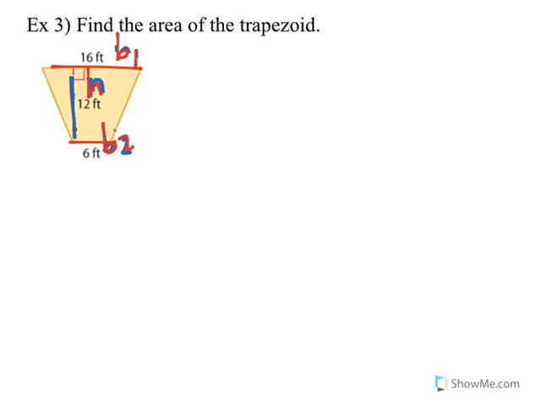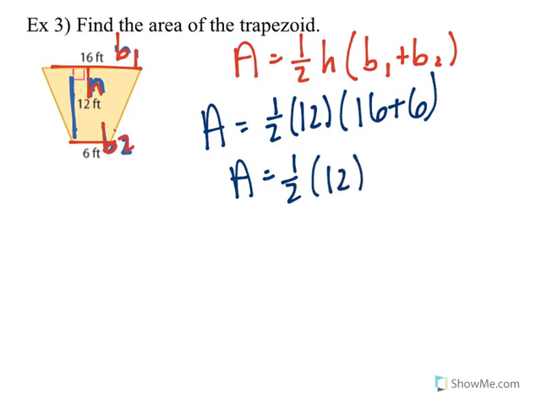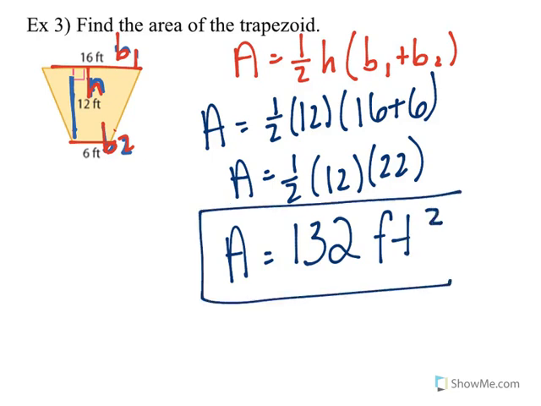So what is our formula? Area equals 1/2 times h times base 1 plus base 2. Make sure you put them in parentheses. So what am I going to do? Well, I'm going to plug in my pieces. My area is equal to 1/2, my height is 12, and then base 1 plus base 2 would be 16 plus 6. Make sure they are in parentheses. I'm going to clean it up before I even plug in. So it would be 1/2, 12, times 16 plus 6 is 22. Multiply this all out, I'll get that my area of my trapezoid is 132 feet squared.